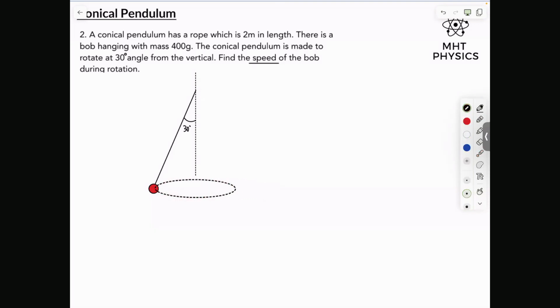So at the end of the day, if you look at it overall, it looks like it's forming a what? Cone. That's why it's called a conical pendulum, right? So that's the diagram that we have. This is the information provided.